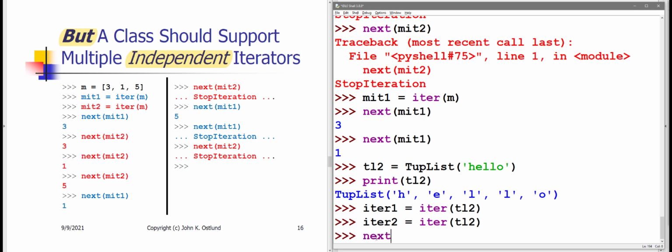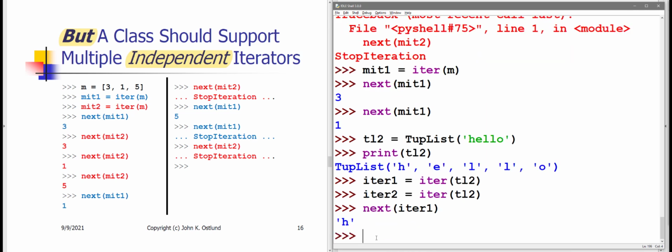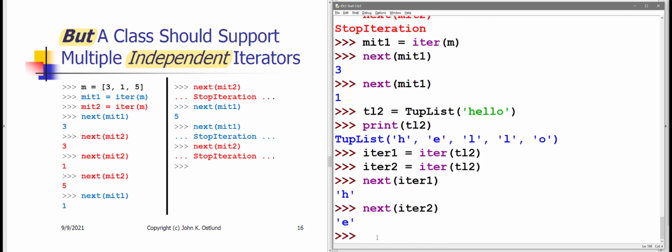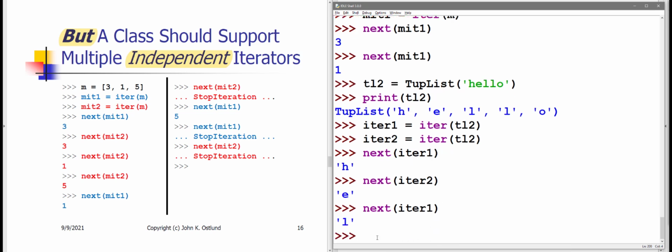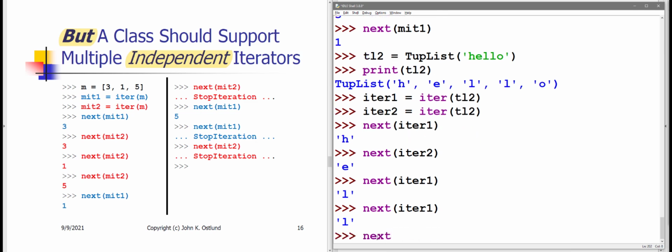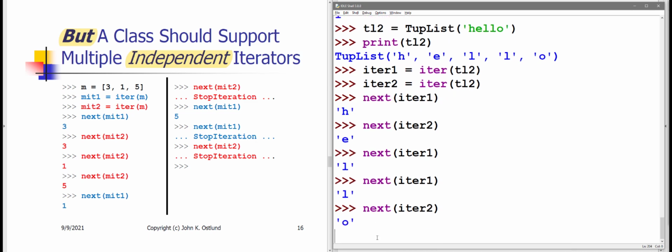So if I ask for next of iter1, I'm going to get the H. But if I ask for next of iter2, I'm not going to get the H, I'm going to get the E. And so forth. So if I ask for next from iter1 now, I'm going to get the first L. And if I ask for next from iter1, I get the second L. If I ask for next of iter2, I get the O.